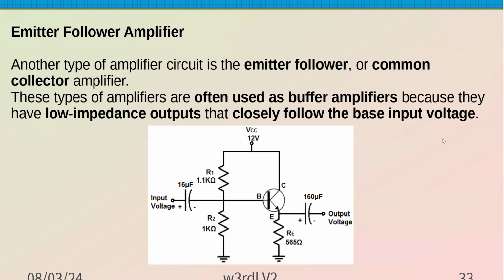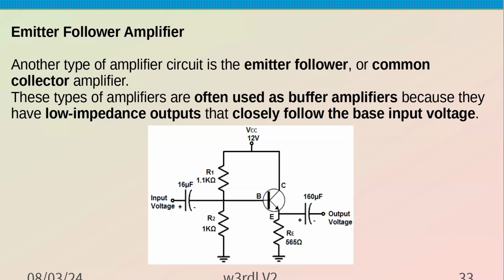You also have what's called an emitter follower, or a common collector. Basically, the way to remember it is the output is driven by the emitter, where in the common emitter, the output came off of the collector. Emitter follower is probably a better way to remember it, because the signal follows the emitter.